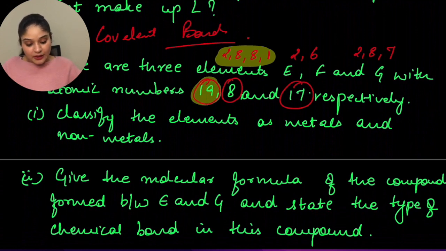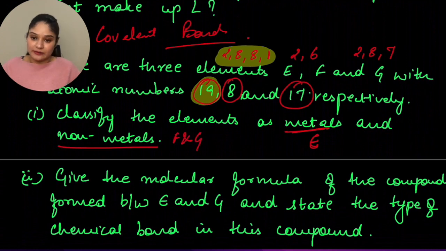E is a metal and the other two are non-metals, because they have a tendency to accept electrons to complete the octet. Now let's start and look for the answers. So for metals, you will say E is a metal, and F and G are non-metals.